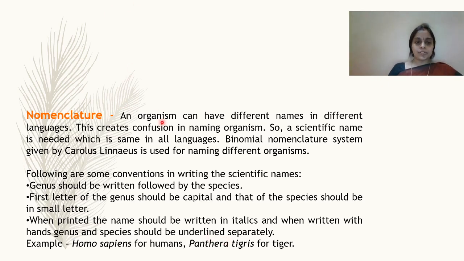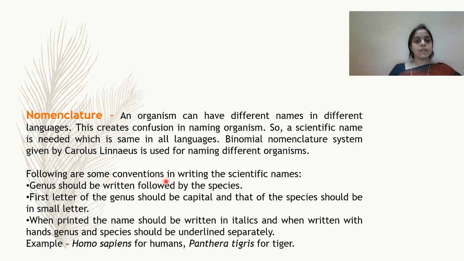So what is nomenclature? An organism can have different names in different languages, which creates confusion. So a scientific name is needed which is the same in all languages. The binomial nomenclature system given by Carolus Linnaeus is used for naming different organisms.